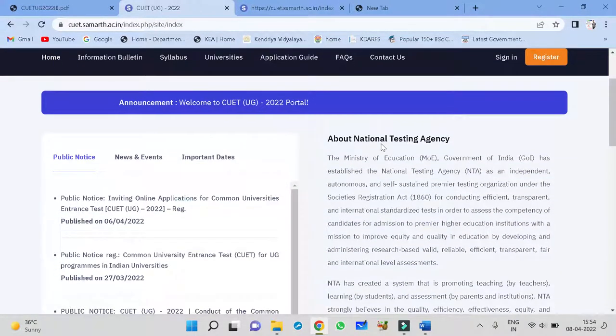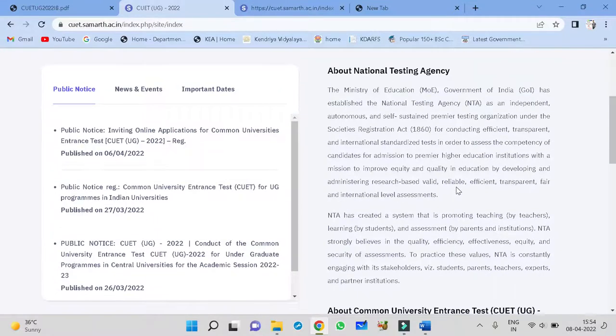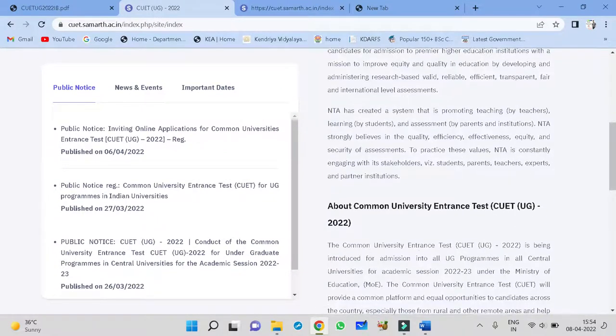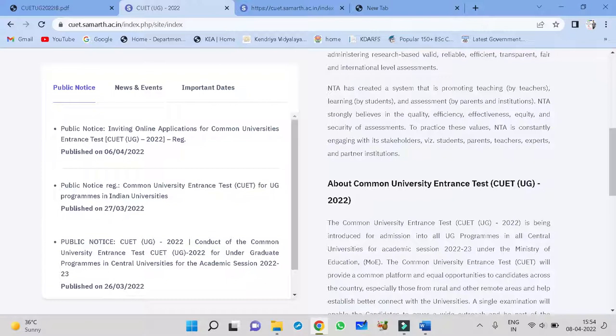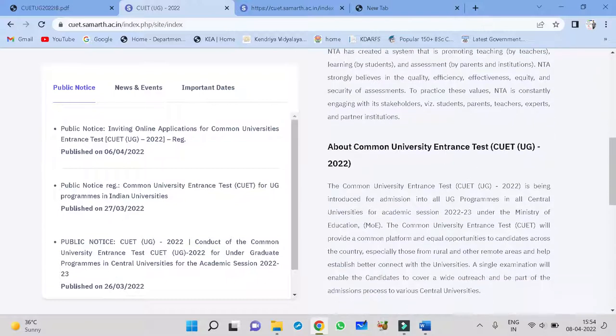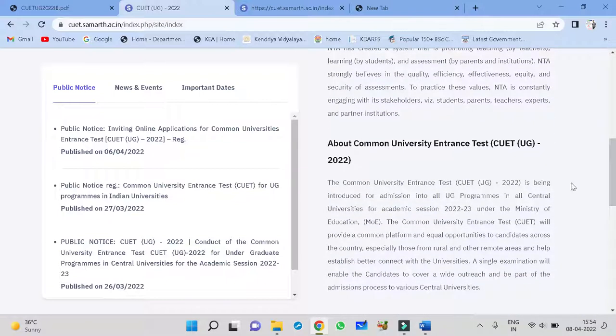They have talked about NTA, the National Testing Agency, which conducts NEET and JEE, as I told you. The same will conduct this CUET. What is the CUET? Common University Entrance Test. I will read it so that you get to know. The Common University Entrance Test is being introduced for admission into all UG programs, undergraduate programs in all central universities for academic session 22-23 under the Ministry of Education.